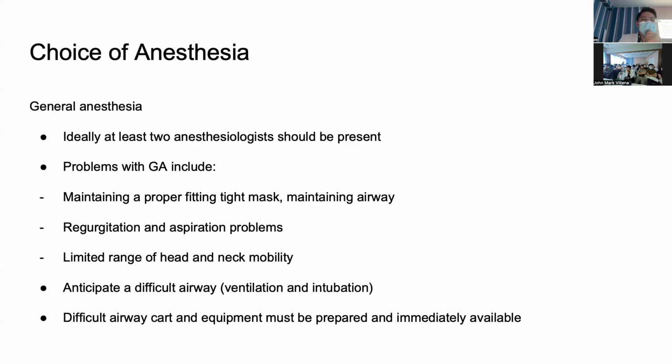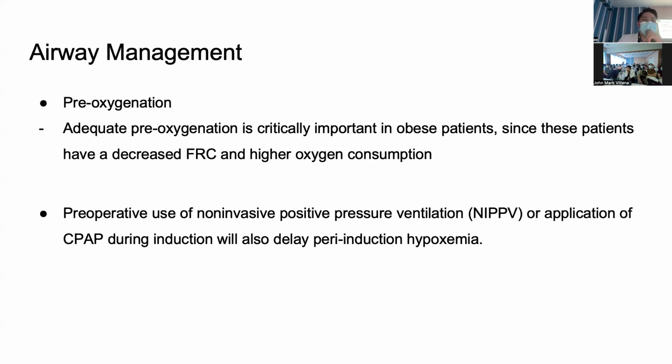Some problems with GA can include maintaining a proper fitting tight mask, maintaining the airway, and regurgitation and aspiration problems. Some patients have limited range of head and neck mobility and an anticipated difficult airway. A difficult airway cart and equipment must be prepared and immediately available when inducing these patients. For airway management, adequate pre-oxygenation is critically important in these patients, since they have decreased reserves and higher oxygen consumption.